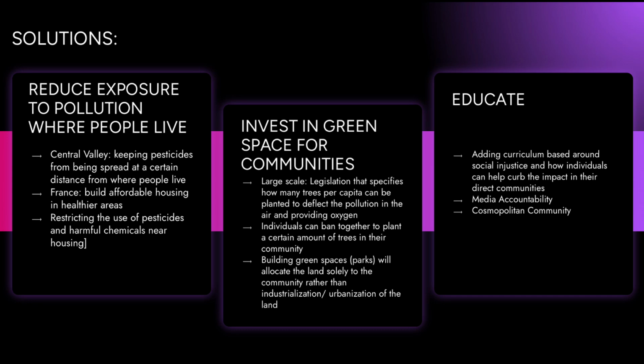On a large scale, legislation that specifies how many trees per capita can be planted to deflect the pollution in the air and provide oxygen. Individuals can band together to plant a certain amount of trees in their communities on a smaller or individual scale. Building green spaces like parks will allocate the land solely to the community rather than to the industrialization or urbanization of the land.